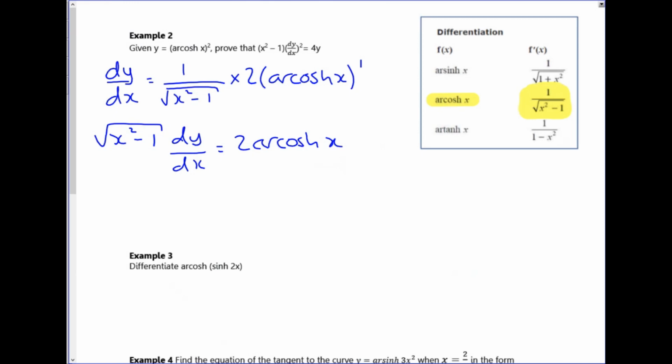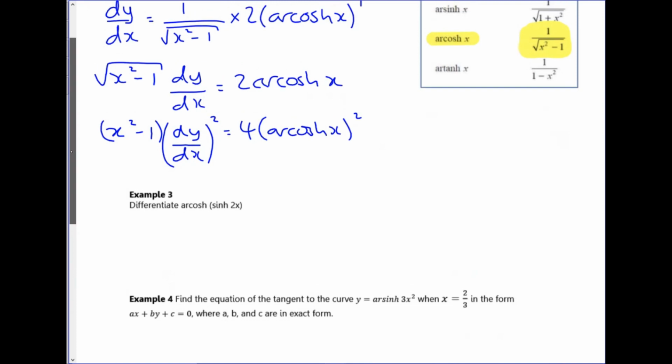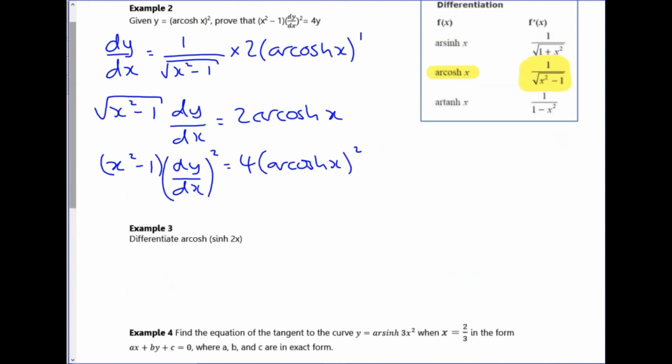Looking at this, I'm thinking, well, I'm probably going to square this because that'll end up with the correct thing on the left hand side. So if I square both sides, I get x squared minus 1 dy by dx all squared. On the right hand side, 2 squared is 4, and I get arcosh x squared as well. All you've got to do now is notice that arcosh x squared is just equal to y from the original question. So again, this equals 4y, like that.